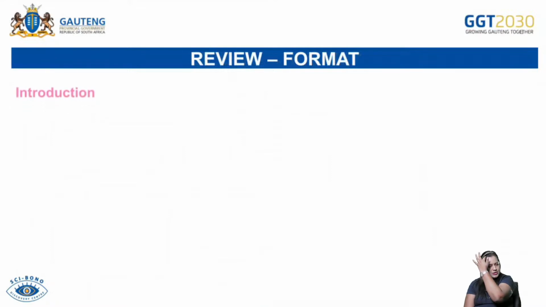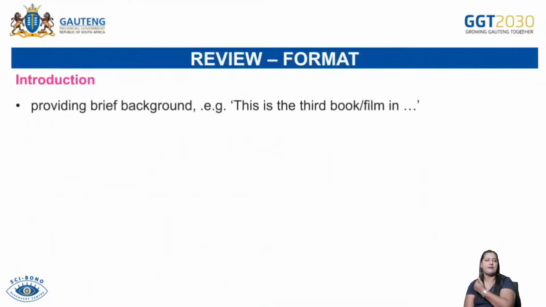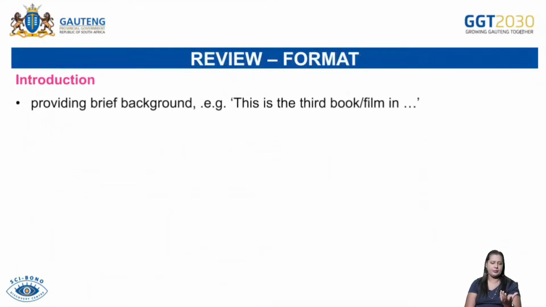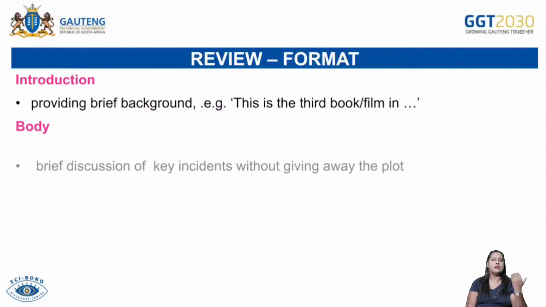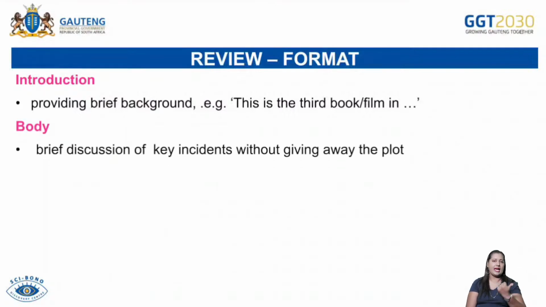Provide your judgment and your recommendation in the appropriate fashion. The format of the review, remember, must have an introduction, so you're providing a brief background. You can say it's the third installment of the movie or the book. The body, again, 2 or 3 paragraphs, would have key incidents that you're going to talk about that happen in the movie or in the book.